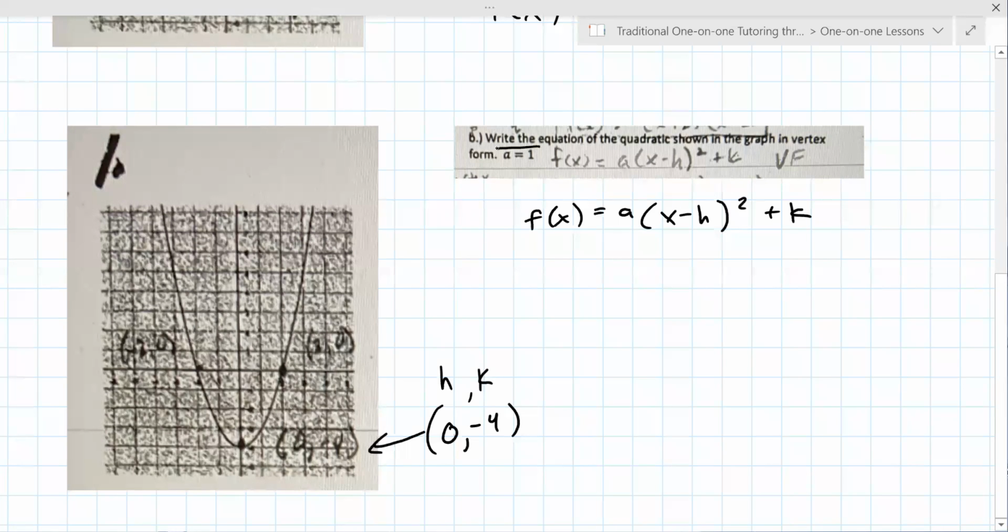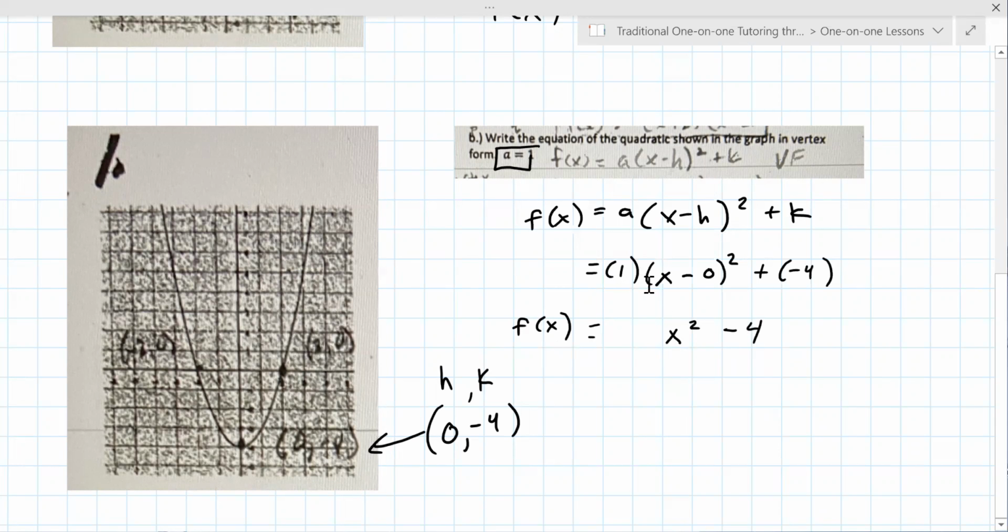You start substituting values, and again, a is 1. x minus 0, because h is 0. k is -4. So x minus 0 squared minus 4. Now you're just simplifying. x minus 0 is x, so this becomes x squared. You don't need to write the 1 out in front, and then you put -4. This is it for this part.